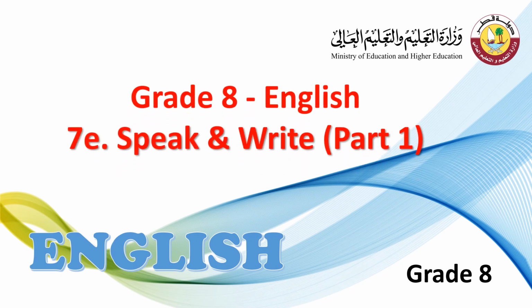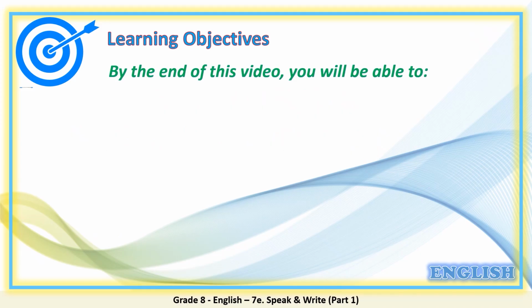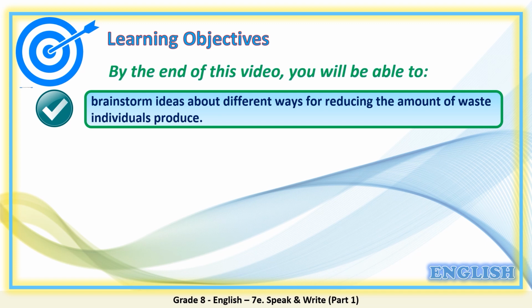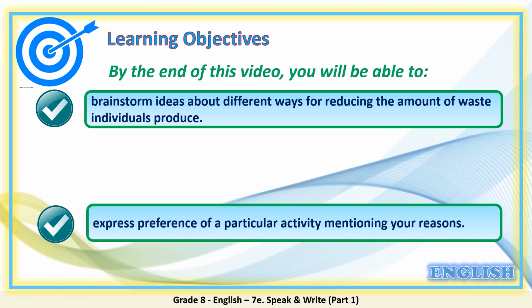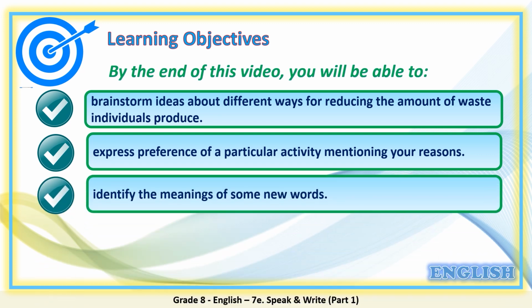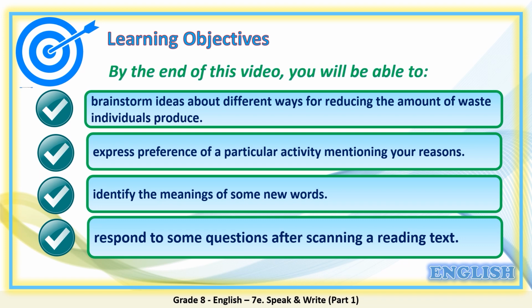Our lesson today is 7E Speak and Write Part 1. We have 4 learning objectives for today's lesson. By the end of this video, you will be able to 1. Brainstorm ideas about different ways for reducing the amount of waste individuals produce. 2. Express preference of a particular activity, mentioning your reasons. 3. Identify the meanings of some new words. And 4. Respond to some questions after scanning a reading text.